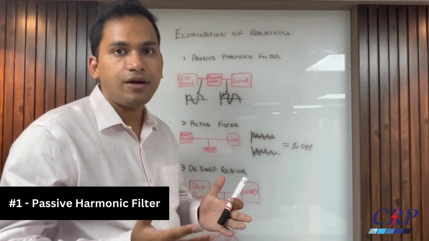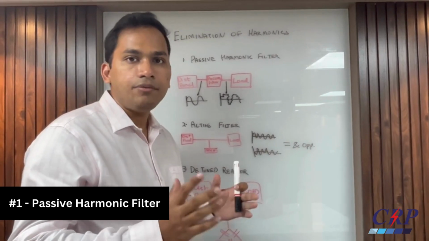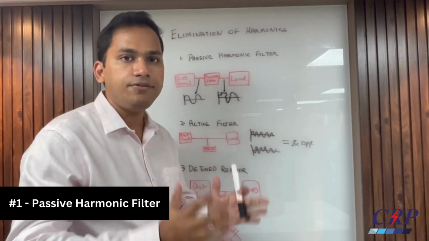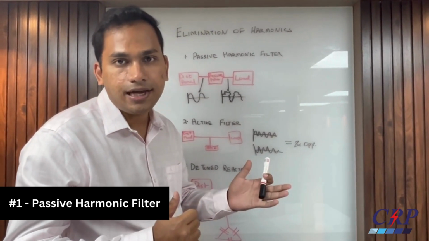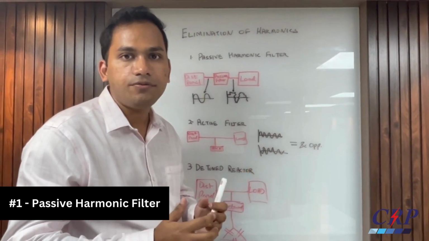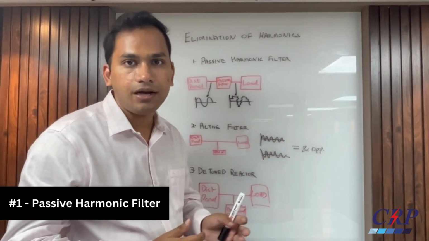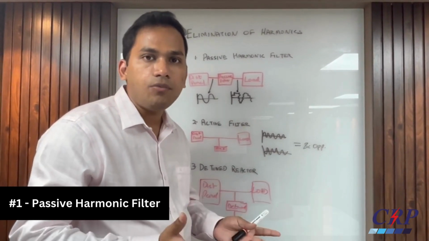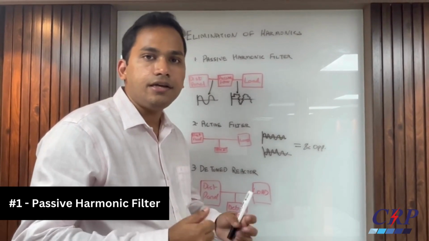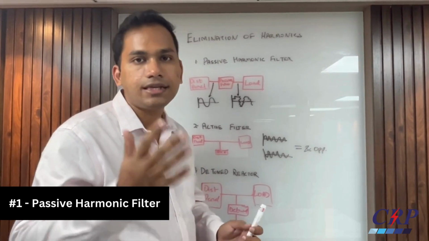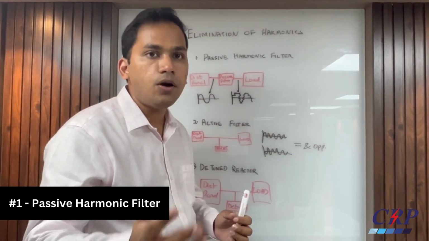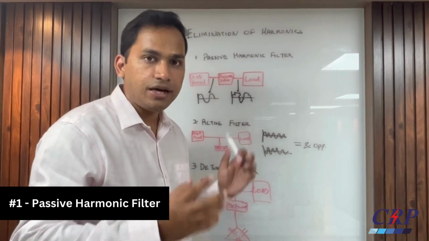Now, what this passive harmonic filter does is basically block high frequency waveforms. Like last time we saw, harmonic frequencies are multiples of the fundamental frequency. So the third harmonic is 150 hertz, then the fifth harmonic is 250 hertz, and so on. It will block these kinds of high frequency waveforms which are passing through the passive filter.